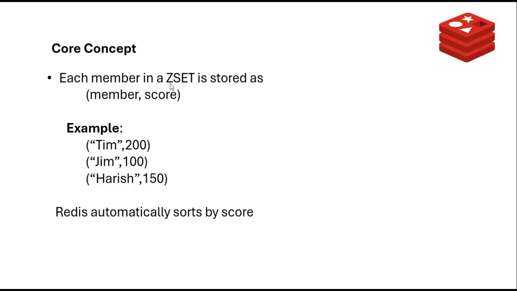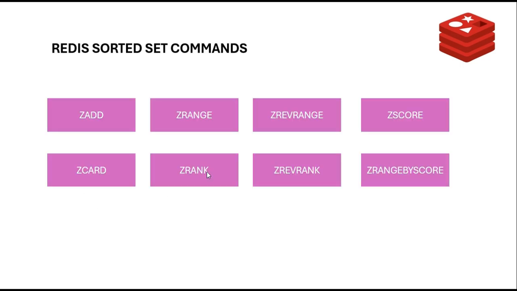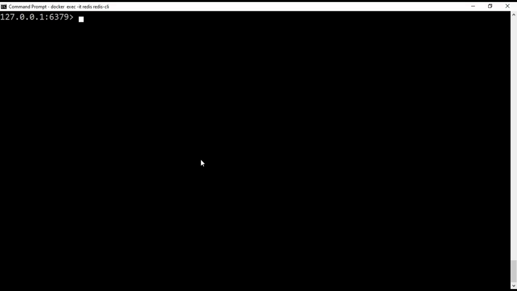Each member in a Z set is stored as a member and a score. For example, let's say I'm storing something like this. Tim has a score of 200, Jim has a score of 100, and Harish has a score of 150. So they're automatically sorted by the score in ascending order. These are some of the commonly used Redis sorted set commands, and let us explore them in the Redis CLI.